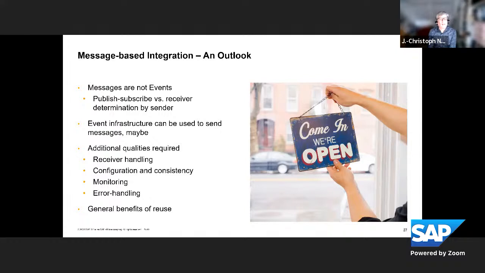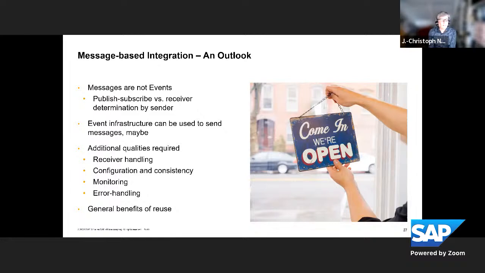Right. So coming to close of my presentation, we have just an outlook for message-based integration. Very often we see that on customer side, events are used more as messages rather than events. Messages are not events. Events have a publish subscriber approach. Messages basically know their receiver, where they are sent. We are looking into how far we can leverage the event infrastructure also to transport messages, but it's basically two different things.